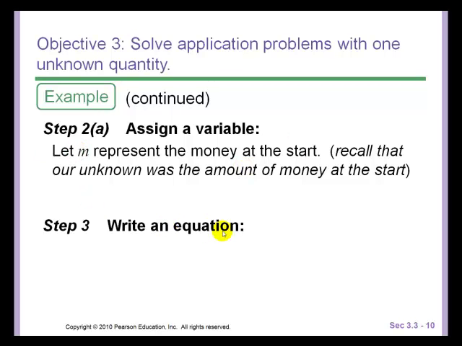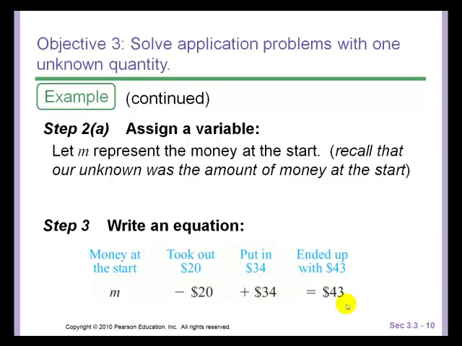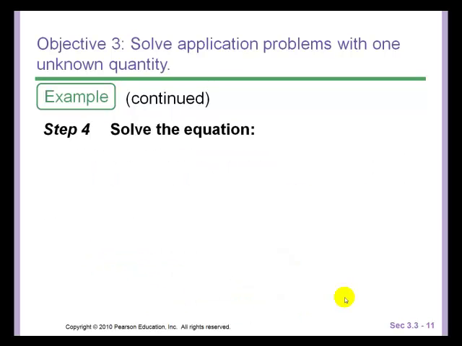Step 3 is to write an equation. Our money at the start is our m. We took out $20, let's subtract 20. We put in $34, so add 34, and we ended up with $43. So this has to equal $43.